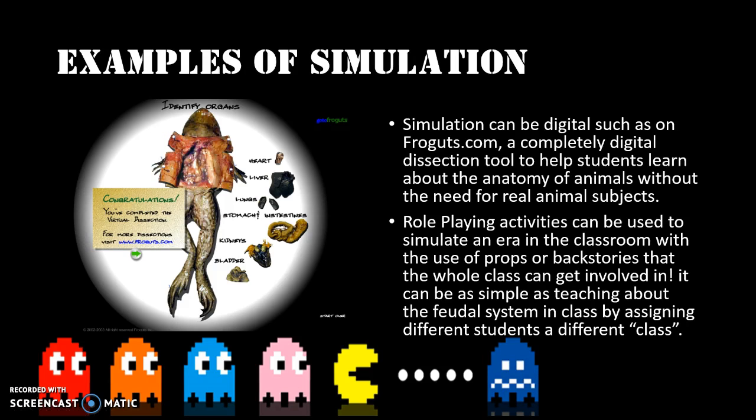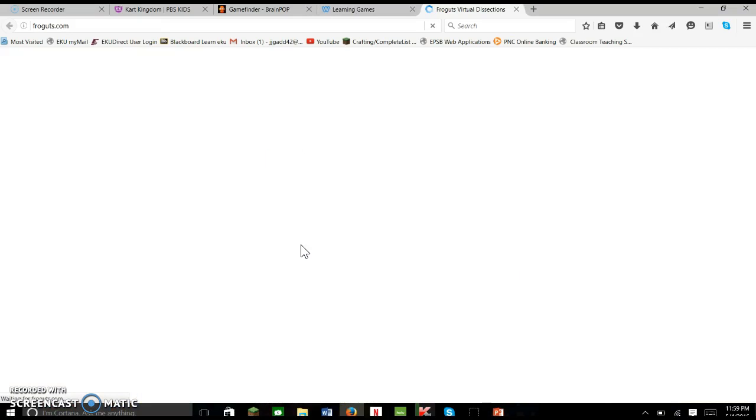And examples of simulation. Simulation can be digital, such as this example over here, frogguts.com, a completely digital dissection tool that helps students learn about the anatomy of an animal without the need for real animal subjects. And we're going to go ahead and click on the link so I can show you what this website looks like.